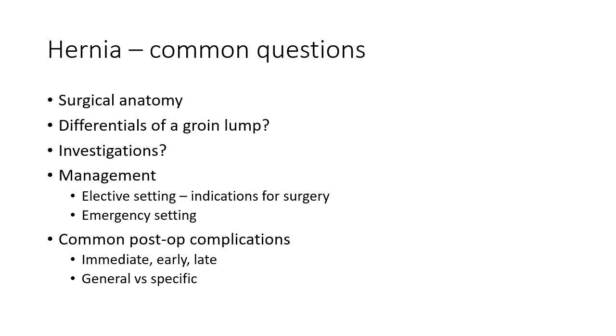Common questions that you'll get in the hernia station would be surgical anatomy, such as the boundaries of the inguinal canal, contents of the spermatic cord, the location of the deep ring, the difference between the midpoint of the inguinal ligament as well as the mid-inguinal point. Differentials of a groin lump can also be asked, and it's wise to go through the different layers in the groin, from the skin all the way down to other structures such as arising from the blood vessels, lymphatics.